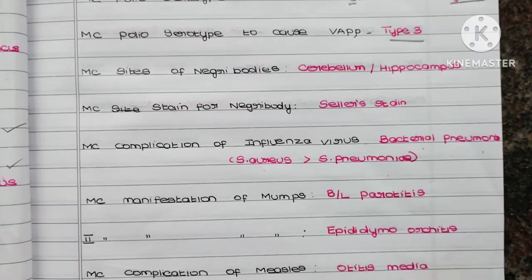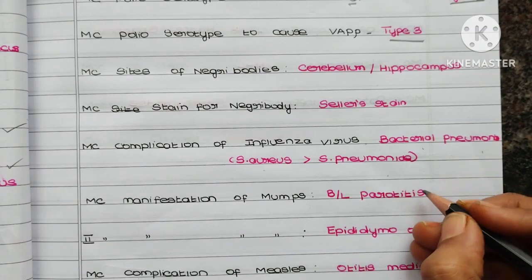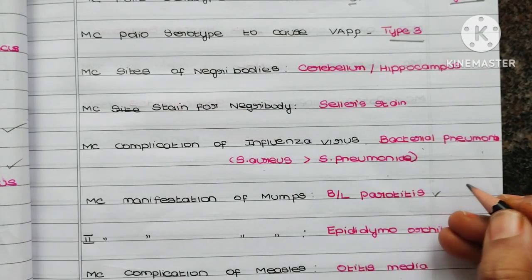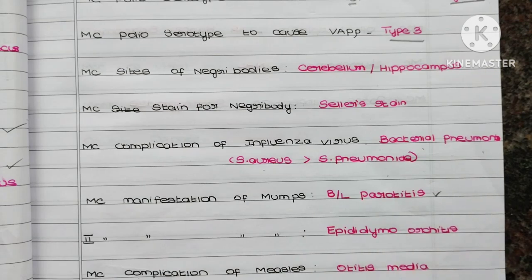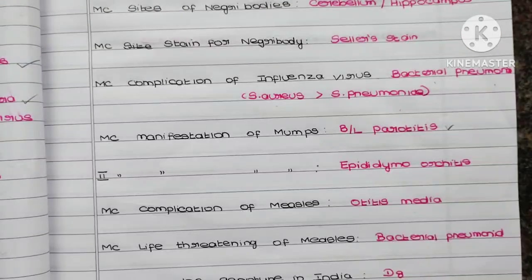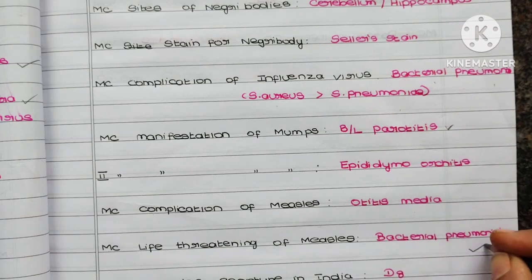What is the most common manifestation of mumps? As you know, it is bilateral parotitis. The second most common is epididymo-orchitis. What is the most common complication of measles? It is otitis media. So always remember, all life-threatening causes are bacterial pneumonia only.